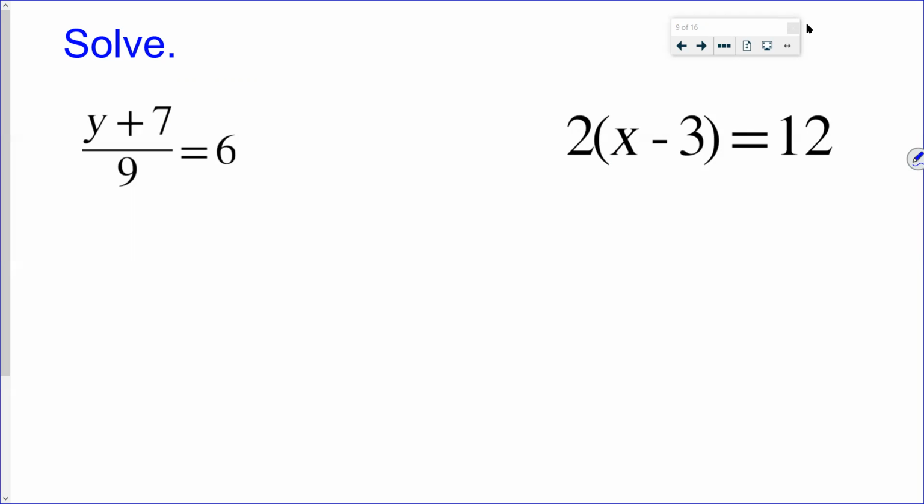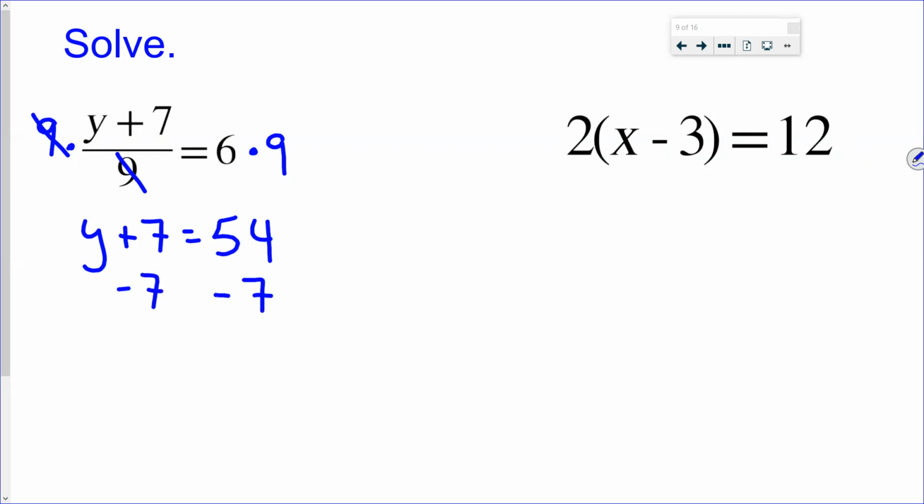All right, so remember, all a fraction bar means is division. So rather than going, oh my God, it's a fraction, and panic, just think of this as division, and to get rid of division, we multiply. So we're going to multiply both sides by the denominator, because we want to get rid of that fraction quick. That's going to leave us with y plus 7 equals 6 times 9 is 54. Now we have a simple one-step equation. Subtract 7, subtract 7. These go away. y equals 47.